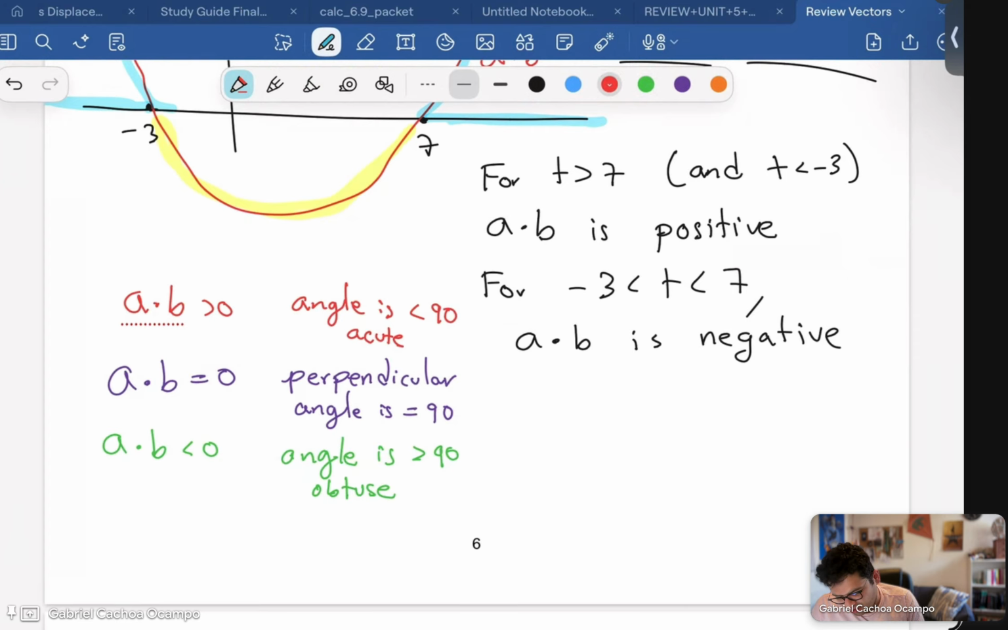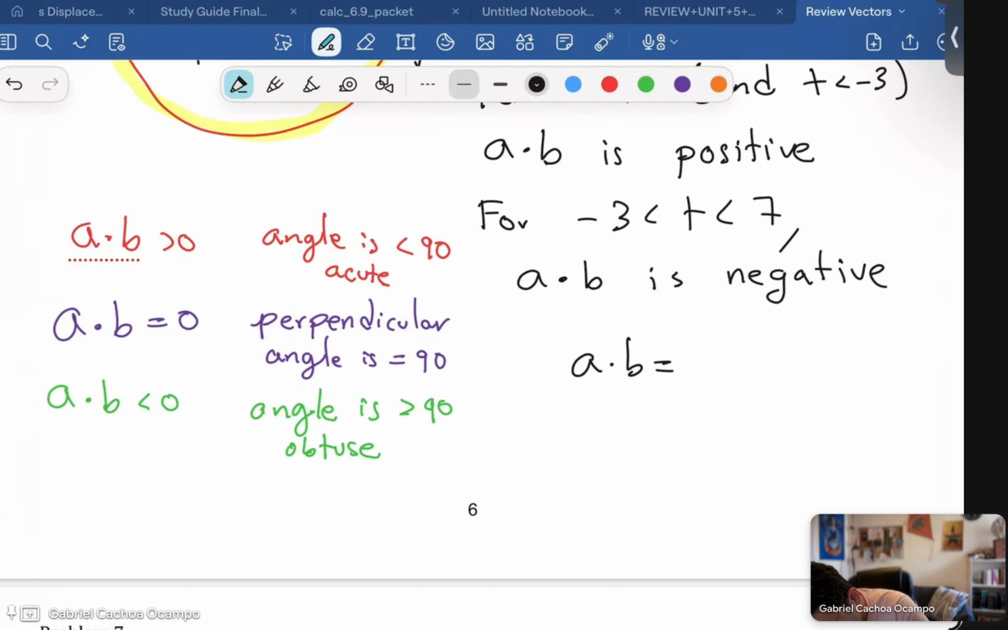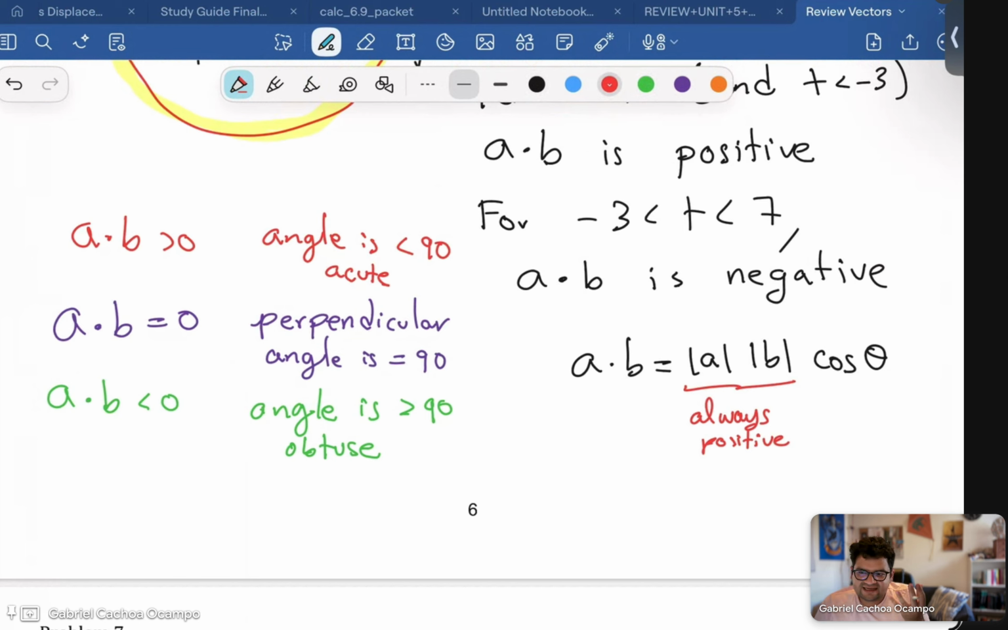And where does this relation come from? It comes from the fact that A dot B equals the norm of A times the norm of B times the cosine. Because if you observe, these two things are always positive, no? So the sign of the dot product is determined by this factor. The cosine is positive when the angle is acute. The cosine is negative when the angle is obtuse. The cosine is 0 when the angle is 90 degrees.